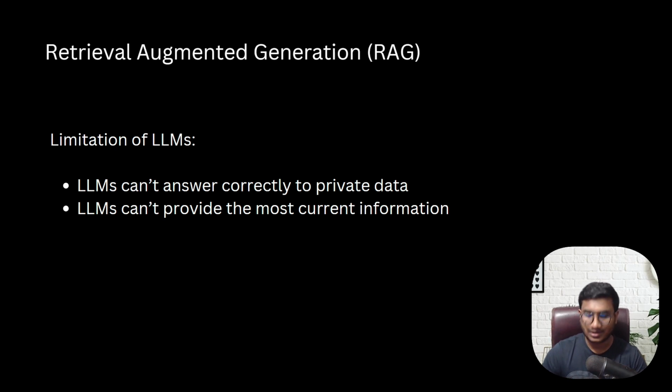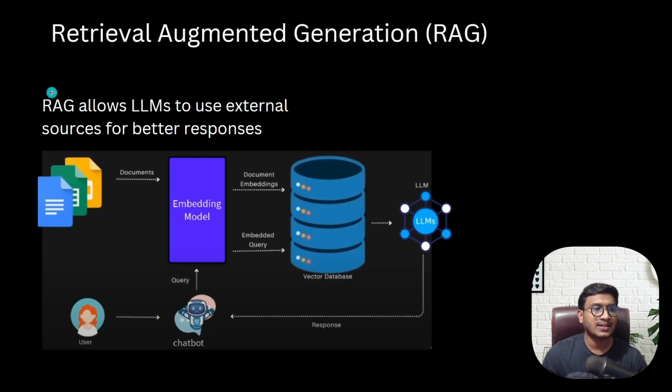Now let's see how RAG works. So guys, here you can see RAG allows LLMs to use external sources for a better response. That means if you have any private data, let's say any external documents, what you can do is give those documents to the large language model. How? For this, you just need to use one embedding model. With the help of this embedding model, you generate the vector embedding of the data that you will be giving.